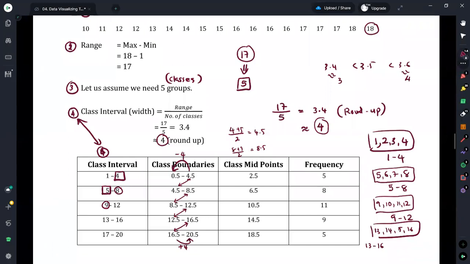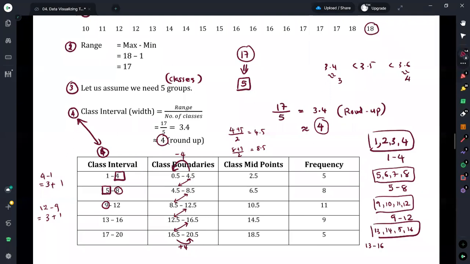Now you can see that using the class boundaries, by taking the difference, you obtain the class width. But if you are using the class limits, subtracting gives 4 minus 1 equals 3, and then you have to add 1 to get the class width. Here also, it is 12 minus 9, which is 3, plus 1 gives the class width. Therefore, if you are obtaining the class width based on the class limits, you have to add 1 to the difference. But if you are using the class boundaries, then you can directly get the class width.